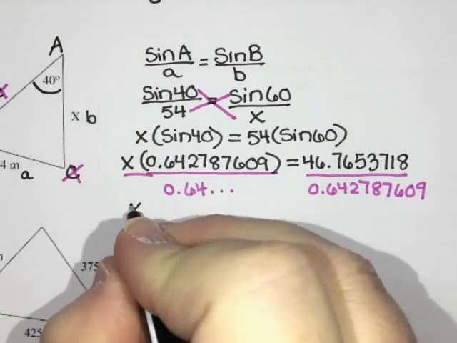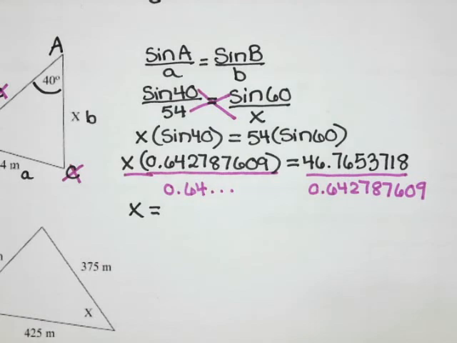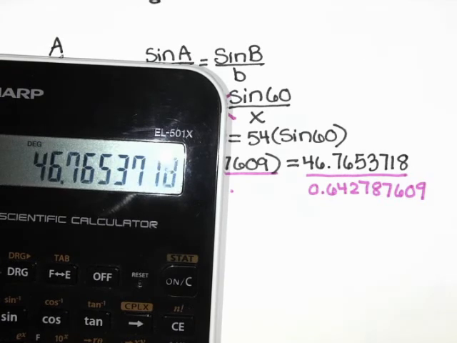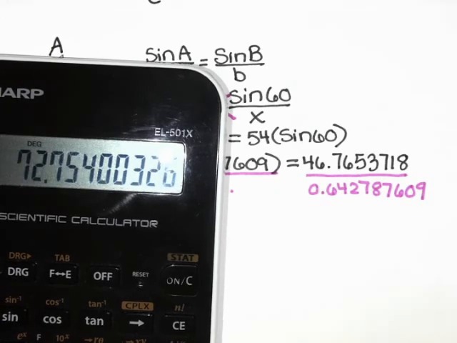Okay, so we're going to calculate 46.7653718 divided by 0.6427876609.